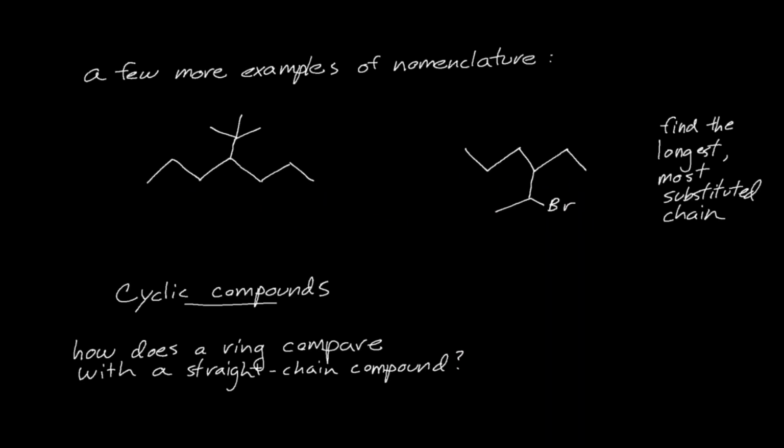Finishing up nomenclature, I wanted to give a few more examples. Here's one. Remember, you have to find the longest parent chain. If you number, that helps. So this is a heptane with 7 carbons. And remember, in the last session, we had the names of common alkyl substituents, and this is a tert-butyl group. So the names of those substituents really need to be memorized.